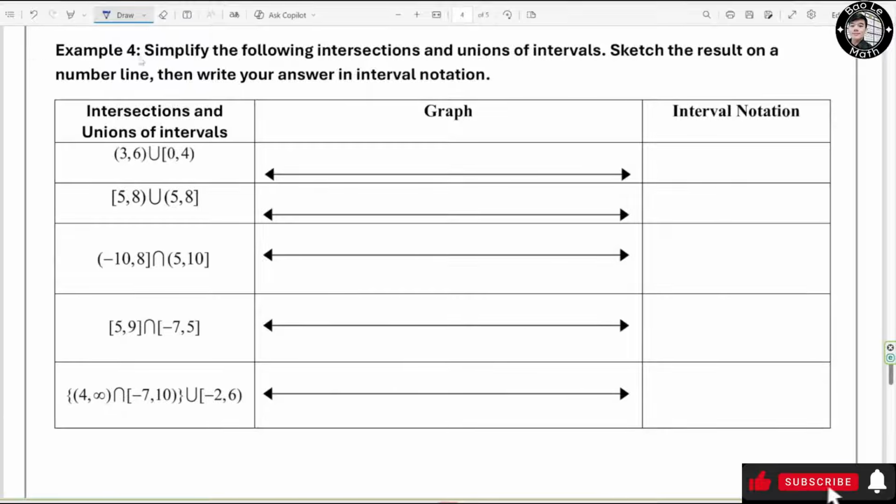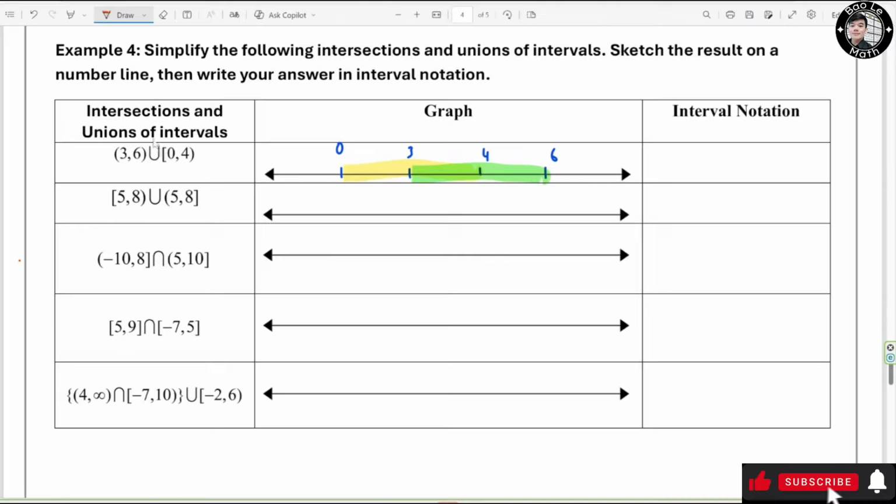Now, example number 4. Simplify the following intersections and unions of intervals. Sketch the result on a number line, then write your answer in interval notation. Alright, so look at this one. 3, 6, 0, 4. So I put 0 here, 3 here, 4 here, and 6 here. Now from 3 to 6, it's going to be right here. Now from 0 to 4, it's going to be right here.